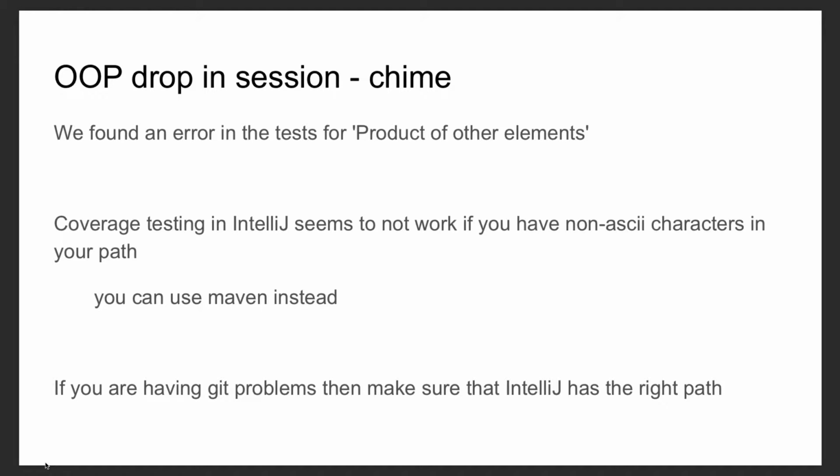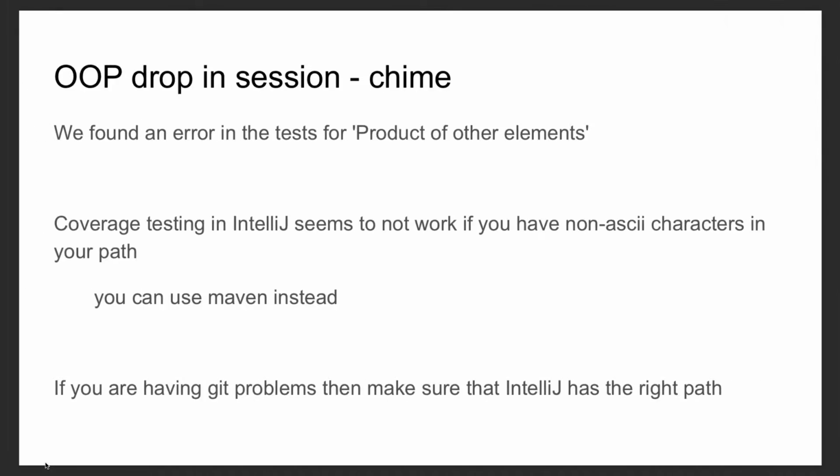So here are some other things that happened in the drop-in session yesterday. We found an error in the test for product of other elements, and we've now fixed that error. So if you've been having mysterious failures when you're trying to do that test, just push another commit, and hopefully that will now pass. This one was really fun. If you have non-ASCII characters in your path name, then coverage testing in IntelliJ seems to not work, and you get a page of exceptions that says illegal argument exception, index out of bounds, and so on. That's just awful. You can use Maven instead if you need to do that.